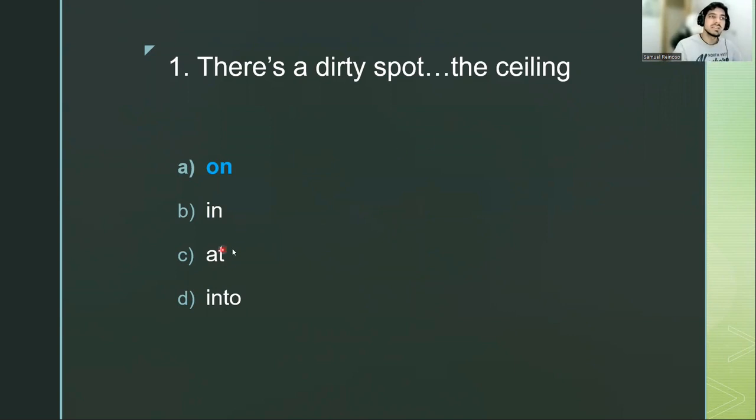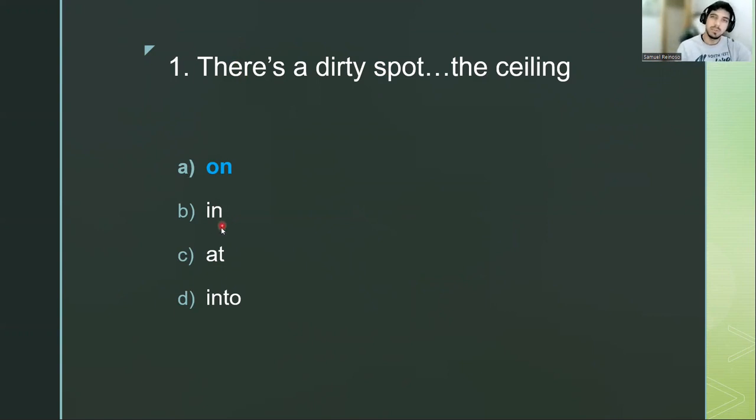Okay, then let's take a look at at. At is a preposition of place, that's true. But this is a preposition that we use in very specific moments. Es para cosas muy específicas, okay? So, for example, at the window, at the door, at the bus stop, okay? It's like we use it when we are next to some small places in a bigger one, okay? So the ceiling, again, that's not the case.